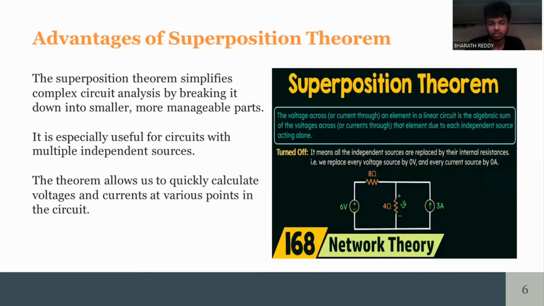Advantages of superposition theorem. The superposition theorem simplifies complex circuit analysis by breaking it down into smaller, more manageable parts. It is especially useful for circuits with multiple independent sources. The theorem allows us to quickly calculate voltages and currents at various points in the circuit.